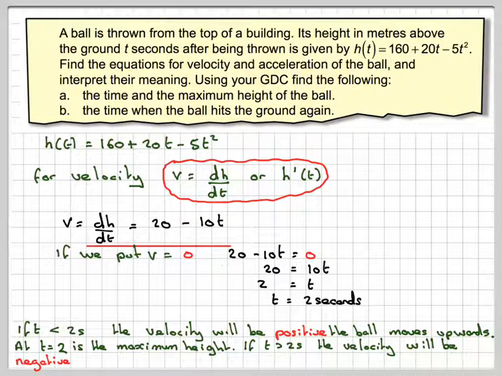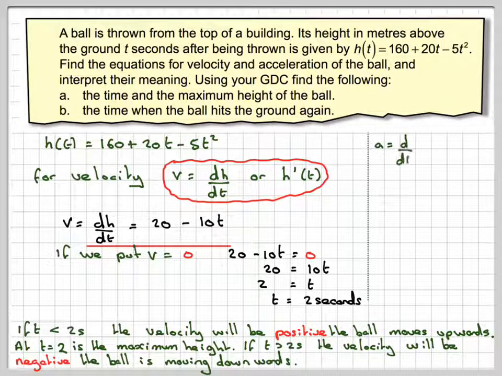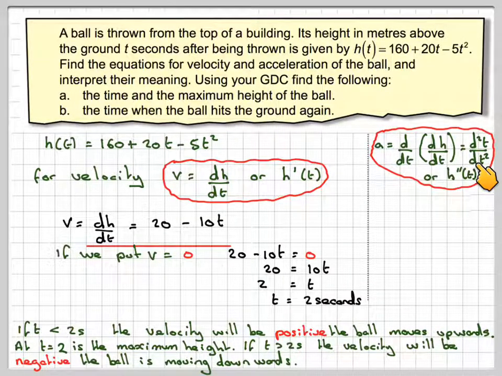Now, what happens if we differentiate velocity again? If you differentiate velocity again, you get what's known as acceleration. So acceleration is differentiating velocity. Remember, this is velocity again, and we get the idea of the second derivative. This is written like d squared h over dt squared. This is called the second derivative. In function notation, we write that as a equals h double dash of t.